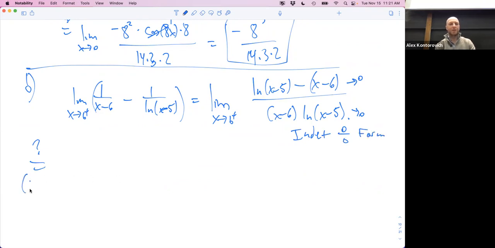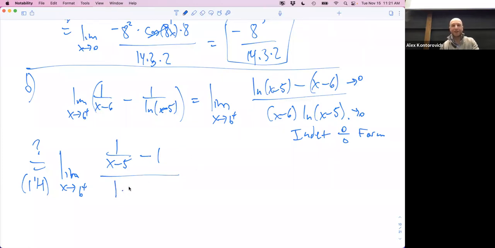I try to apply L'Hopital. Bernoulli, L'Hopital, whatever, too late. Limit as x goes to 6. The derivative of this is going to be 1 over x minus 5, no chain rule, minus 1. Oh, it's not so bad. What about the derivative of that? Which one should we do first? Let's differentiate this. That's easy. That's a 1 times natural log of x minus 5 plus, I'm going to leave this alone, x minus 6, and I'm going to differentiate that, which is x minus 5. Not bad. This goes to 1, that's minus 1, that goes to 0.